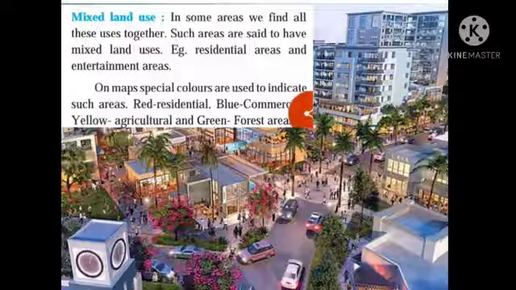And the last one is mixed land use. In some areas, we find all these uses together. Such areas are said to have mixed land use, such as residential areas and entertainment areas. On maps, special colors are used to indicate areas. Red is used for residential areas, blue is used for commercial areas, yellow for agricultural, and green for forest areas.